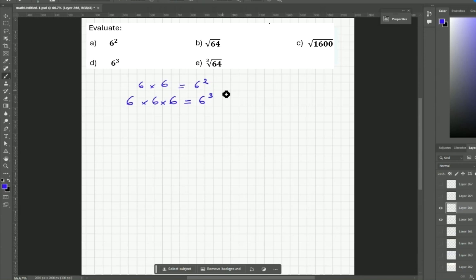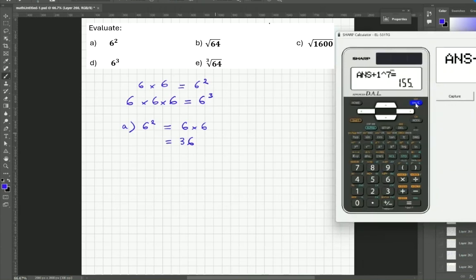Now, these are really common, and we say squared and cubed all the time, so it's important to be familiar with that terminology. So let's look at this first question. It's asking us to evaluate 6 to the power of 2, or 6 squared, which we know is 6 times 6. Well, 6 times 6 is just 36. Now, if you didn't want to do that by hand or in your head, you could use a calculator. And you could do 6 squared, and get 36.